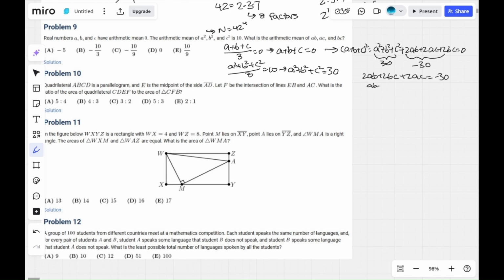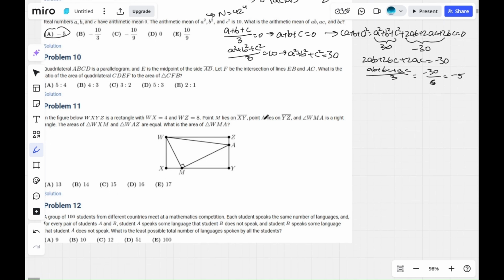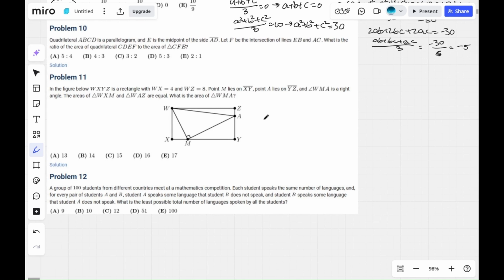So ab plus bc plus ac over 3 is negative 30 over 6, which is negative 5. Okay, so for problem 9, the arithmetic mean of ab, ac, and bc is negative 5. Okay, question 10.